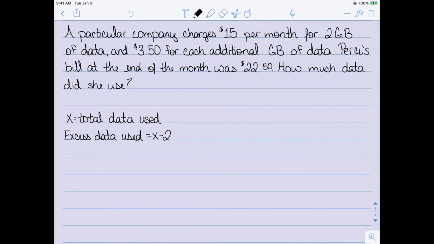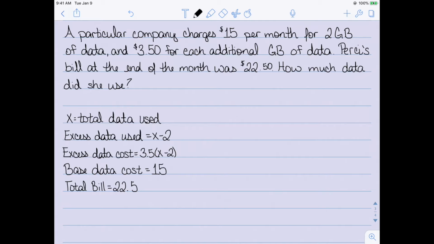That gets charged depending on how much we have, so we need to look at the cost of the excess data. So the excess data cost is 3.5, the cost for each additional gigabyte, times however many gigabytes we used beyond the 2. We also have a base cost for the first 2 gigabytes of data. The base data cost is $15. And the final thing we have is her total bill, which is $22.50 or 22.5.